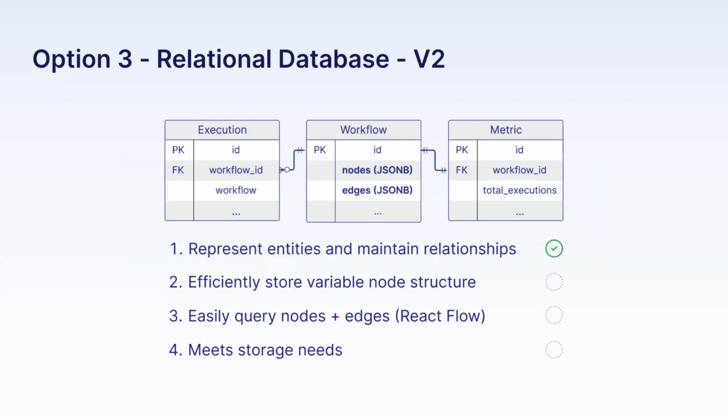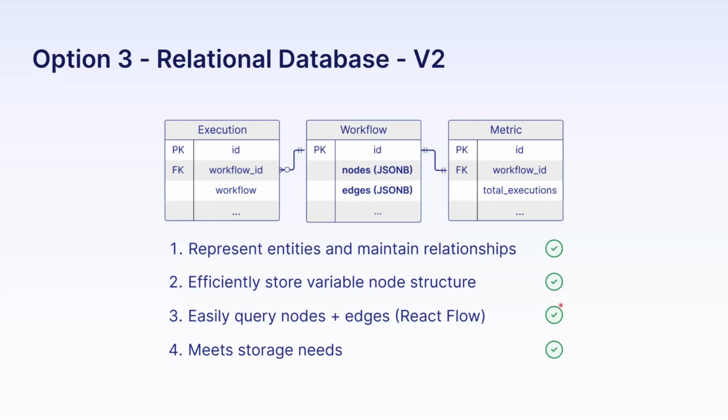First, it represents and maintains the relationships between Otto's entities. Second, by using JSON-B columns, a single workflow row stores associated nodes and efficiently supports variable node structure. Third, it's easy to query nodes and edges data for use by React Flow, and it handles Otto's workflow storage needs. The only downside to this option is that accessing an individual node requires iterating over all of the nodes that are stored in the node JSON-B column.